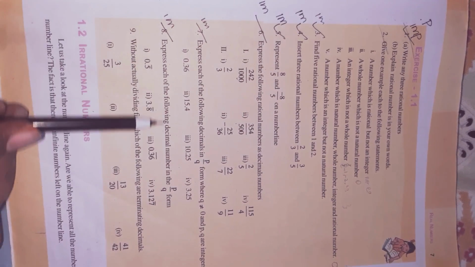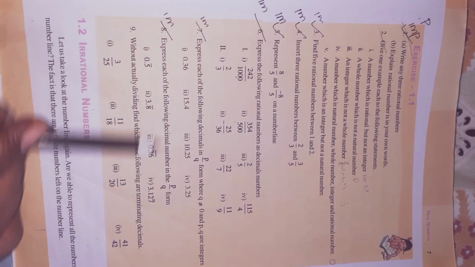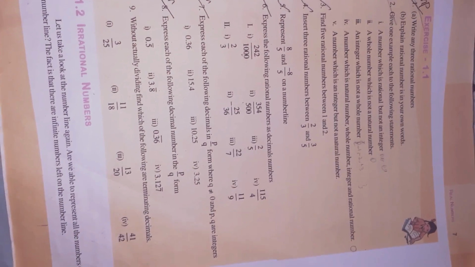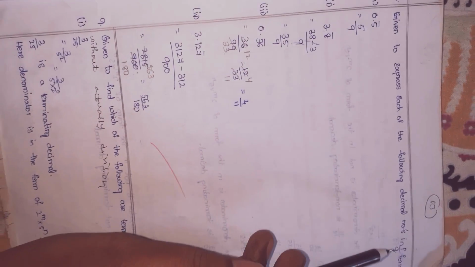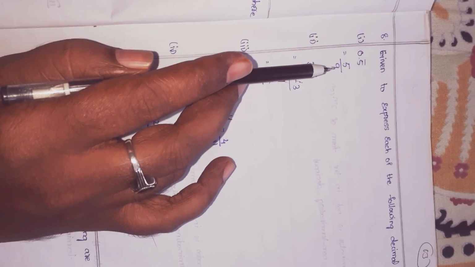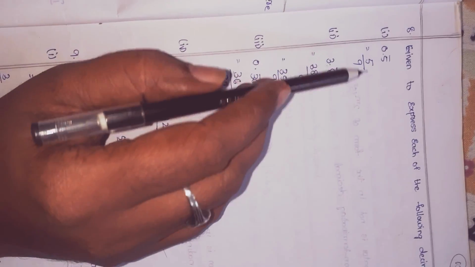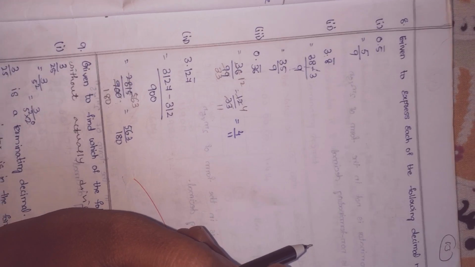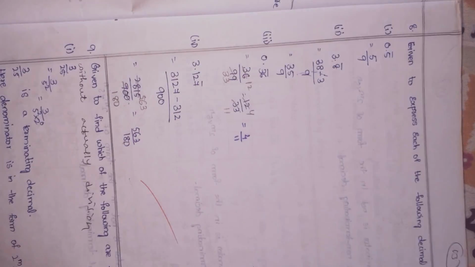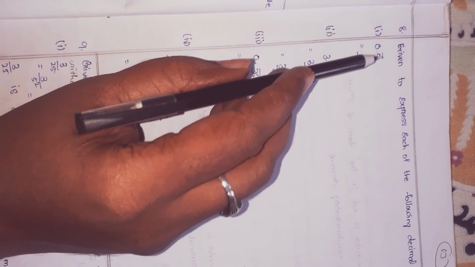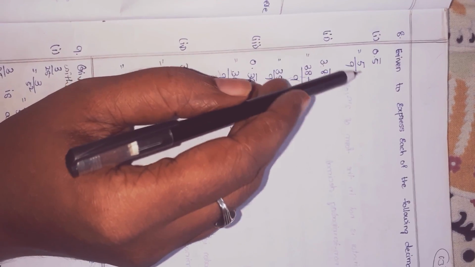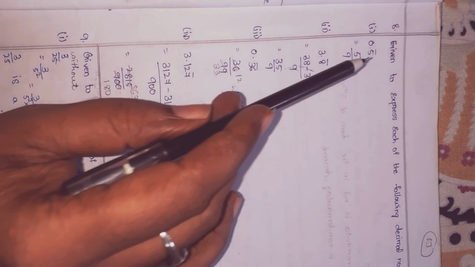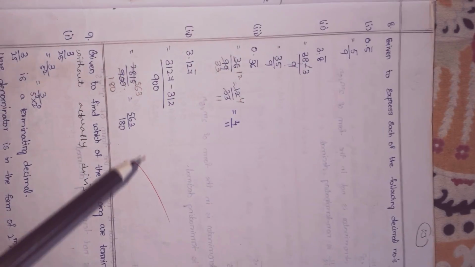Next 8th question children. Express each of the following decimals in p by q form. So here also it is asking to express the following decimals in p by q form children. We will see one by one. So 0.5 bar is given children. So whenever bar conditions are given, I already told children, write the numbers. So here 0 is there, write or not, nothing will happen. So here 5 is there, write 5 as it is. By, under bar, how many digits are there children? Only one digit. So write 9 directly.